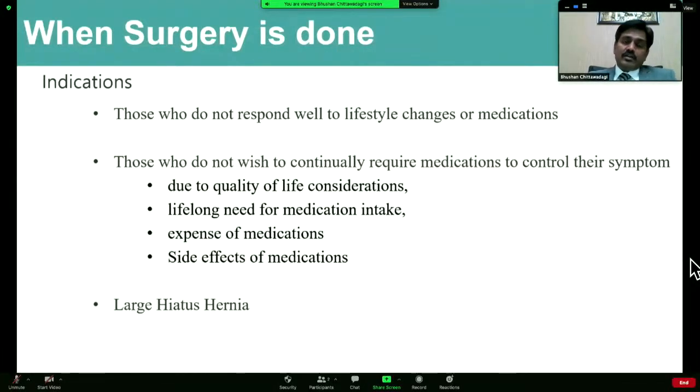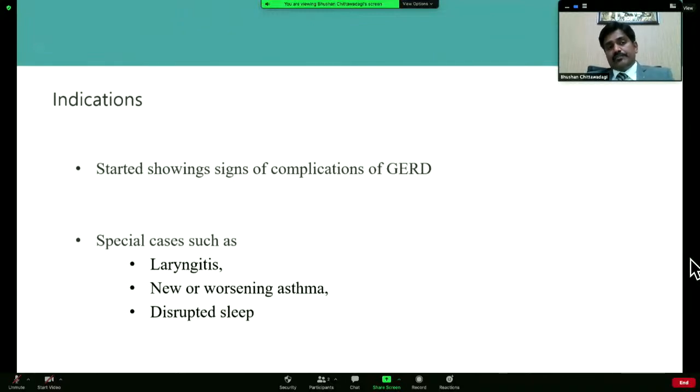Another condition where surgery is indicated is a large hiatus hernia. When your entire stomach has gone into the chest, then only surgery is going to give you relief, not exactly the medications. Another very common indication for surgery is if you have had reflux for a very long time and have developed complications, as I mentioned in my previous slides, such as Barrett's, or if your food pipe started developing narrowing, or high grade ulcers. Those are the cases where surgery is advised upfront, and some special cases like laryngitis, asthma, and disturbed sleep.